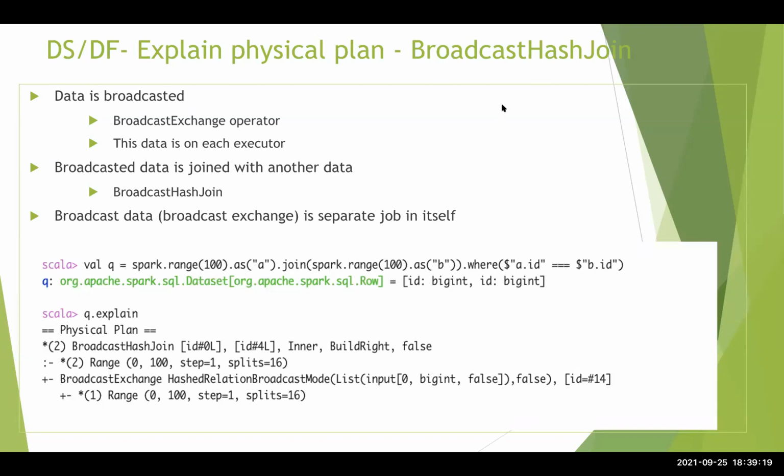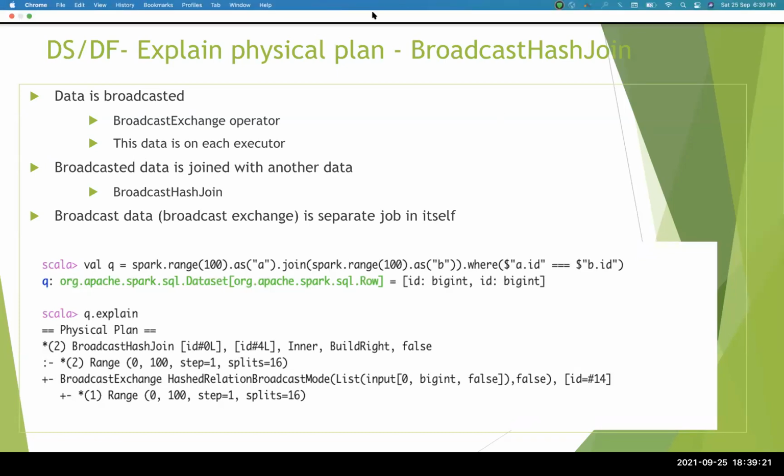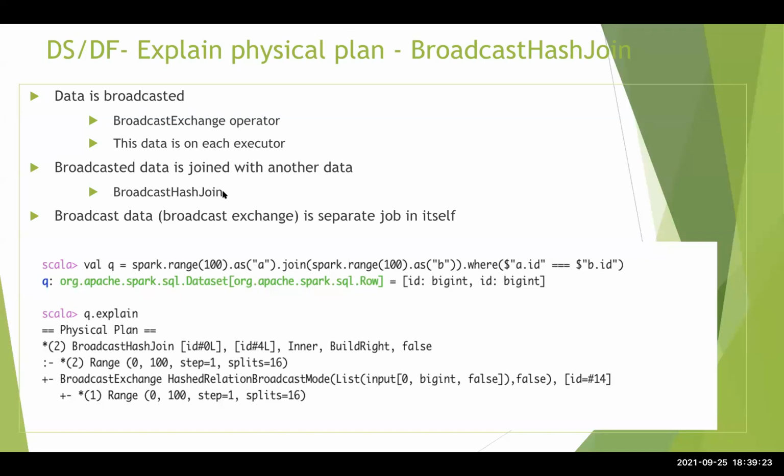If you're broadcasting your data, and in one of the previous sessions we discussed how to broadcast your data and how to see whether your data is broadcasted. Even the Spark Optimizer will broadcast some of your data if it finds that the size of the dataset you are using is pretty small. If data is broadcasted, you will see the broadcast exchange operator. That means the data has been broadcasted, and it will be available on each executor machine.